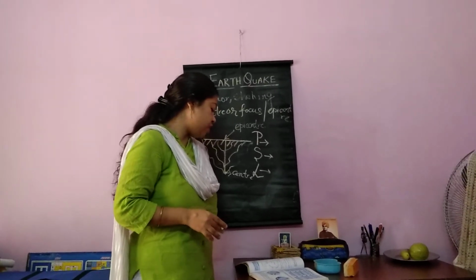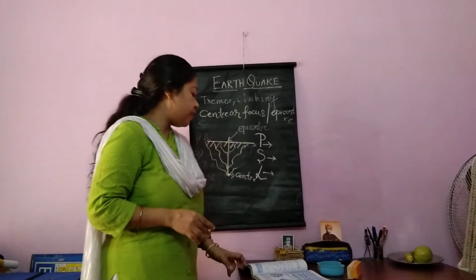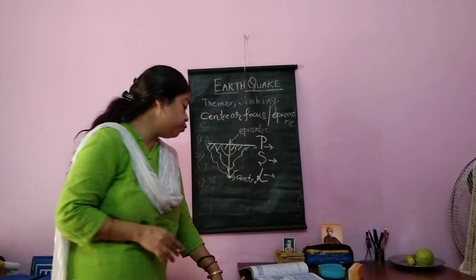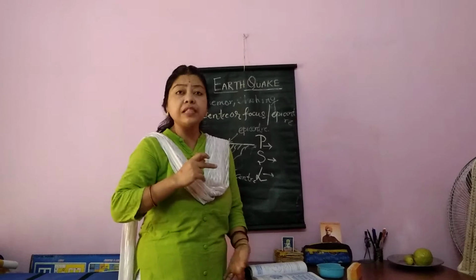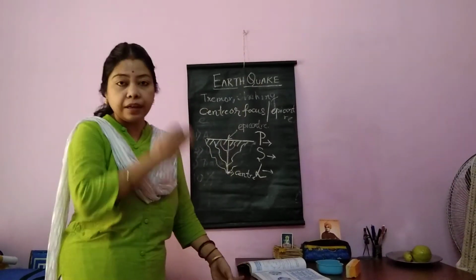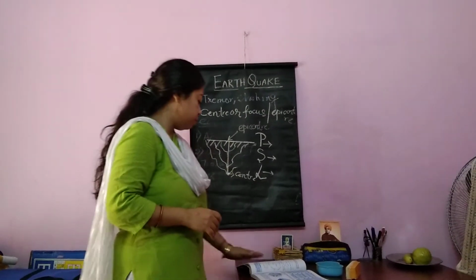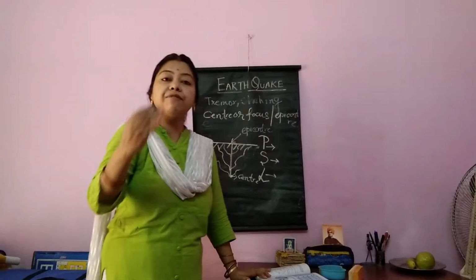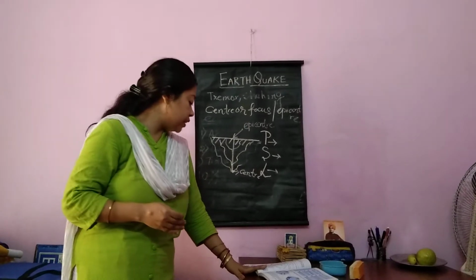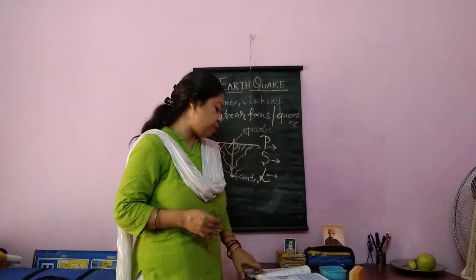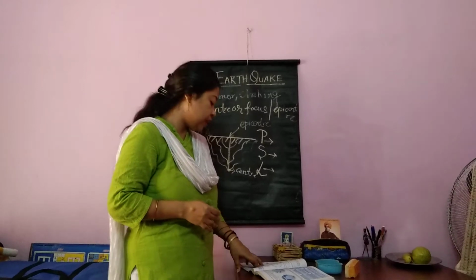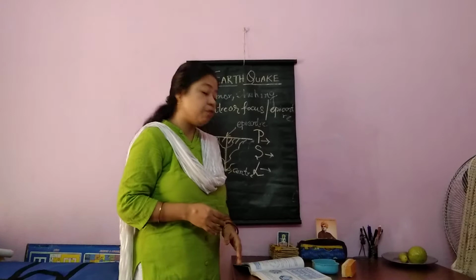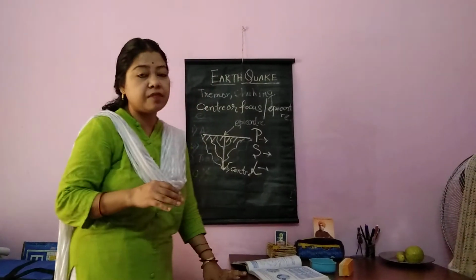The velocity of primary wave is 5 to 14 km per second, and they move in a to and fro direction. To and fro means coming and going. In this way it is moving on. Next is the secondary wave. It comes just after the primary wave. Its velocity is 3.5 to 7.2 km per second. It passes deeper in the earth, and L wave moves on the surface of the earth.